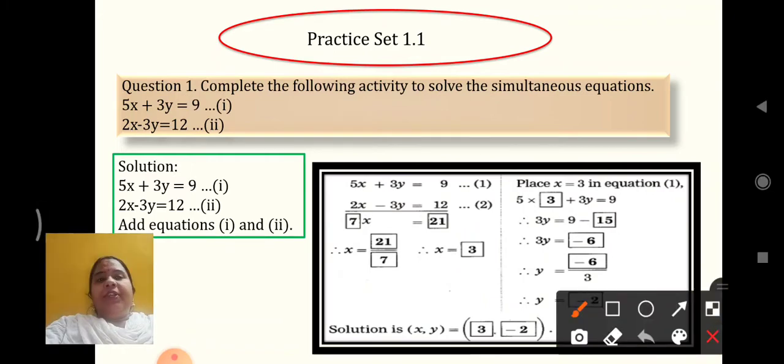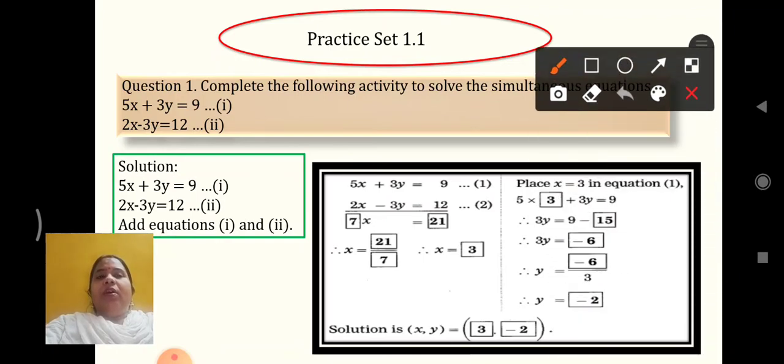See, this is an activity which is given in the textbook. So we will see the activity now. We are adding the two equations 1 and 2. Plus 3 and minus 3 will get cancelled. 5 plus 2 will give me 7x. 9 plus 12 is 21. So 7x is equal to 21. From there, x is nothing but 3.